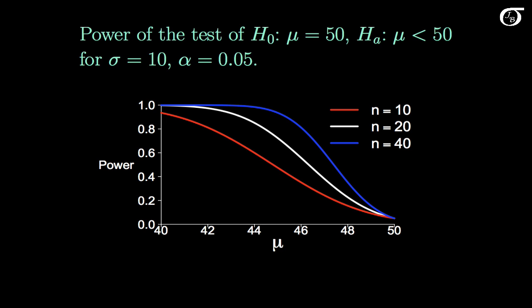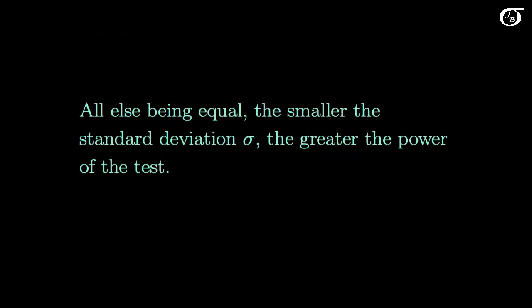Here are some power curves for different sample sizes when sigma is 10 and alpha is 0.05. The red curve here represents a sample size of 10, and we can see that the power is less than when the sample size is larger. All else being equal, the smaller the standard deviation sigma, the greater the power of the test. The smaller the standard deviation sigma, the less uncertainty there is, and the easier it's going to be to detect a difference from the hypothesized value.